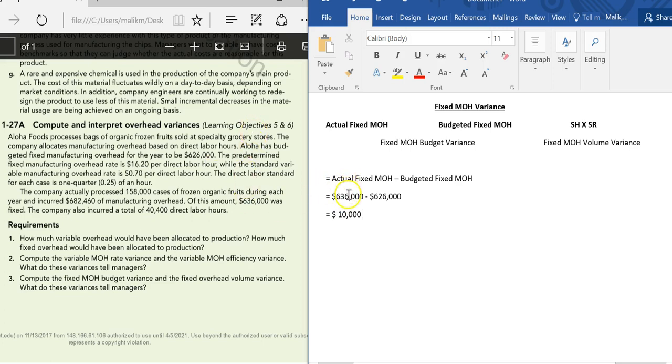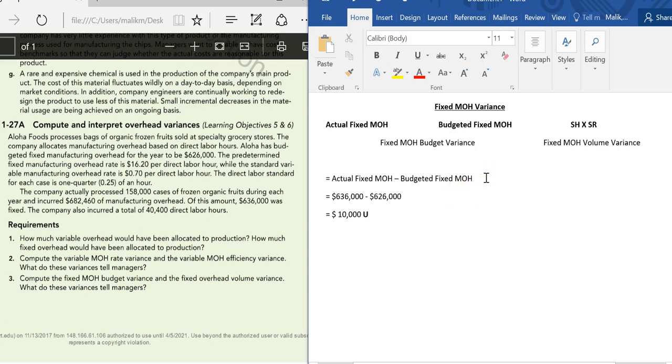Now try to apply your common sense. This first part is the actual and the second part is the budgeted. And if you see the actual cost is higher than the budgeted one, then it's an unfavorable one. If you see the actual is lower than the budgeted one, then it will be a favorable one. What do we see here? We see the actual fixed overhead is higher. 636 is higher than 626. So since the actual is higher than the budgeted, we're gonna call it an unfavorable one.